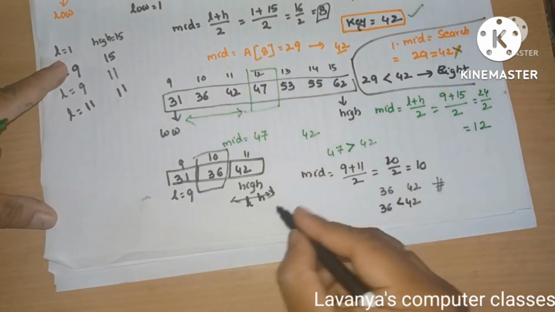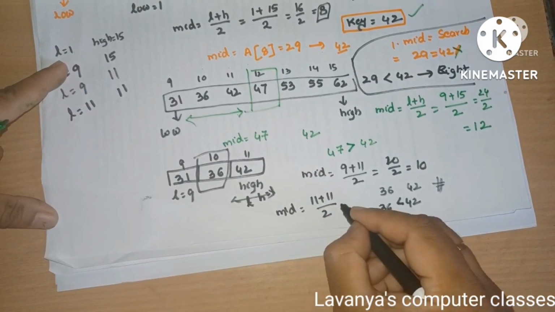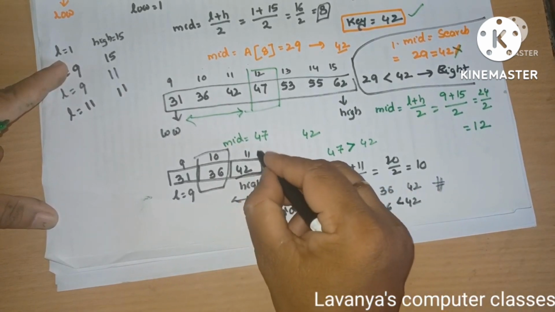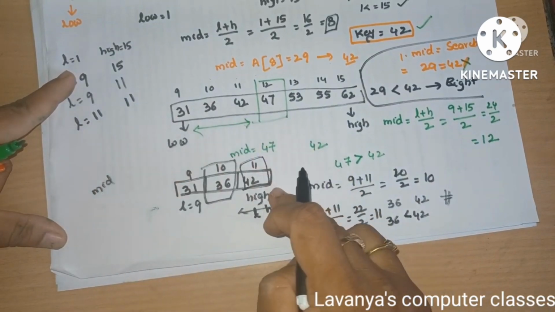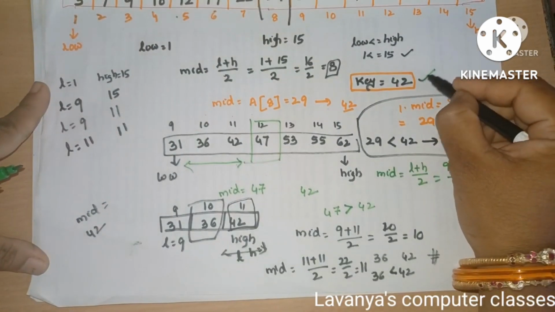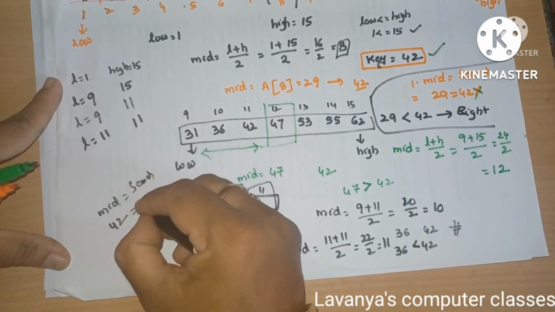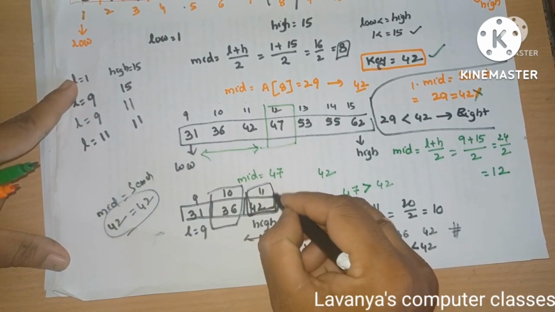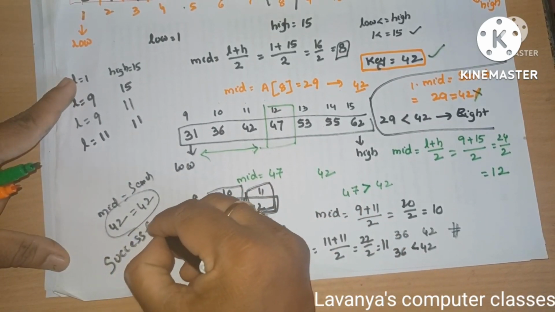So again calculate mid. Mid equals 11 plus 11 by 2. That is 22 by 2, that is 11. So what is your middle element? The middle position is 11. What is at the 11th position? That is 42. The middle element is 42. What is your search element? Your search element is also 42. So mid equals search, 42 equals 42. Then you get the element successfully in the 11th position. It is known as a successful search.